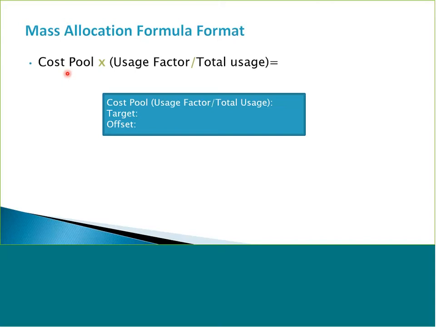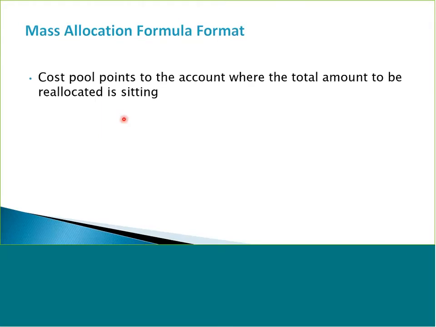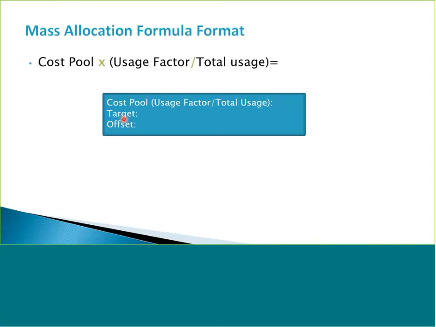So that is the basic format of the mass allocation formula. We are also going to see there are other features such as the target and the offset, and I think the best way to look at those features is now by seeing how they are on the formula window that I've just shown you. So we're going to look at each of these features and see where they fall on the formula window and how we enter them.